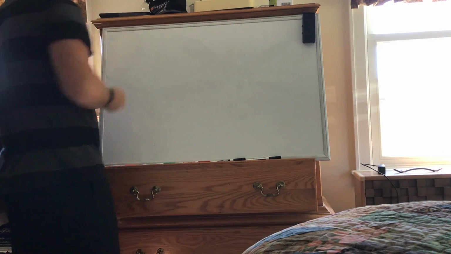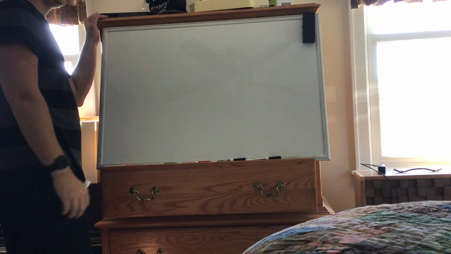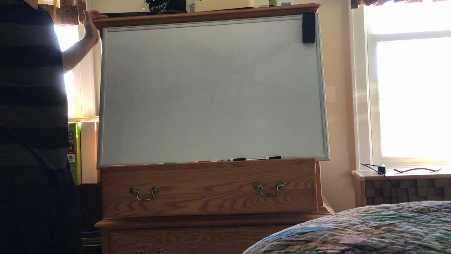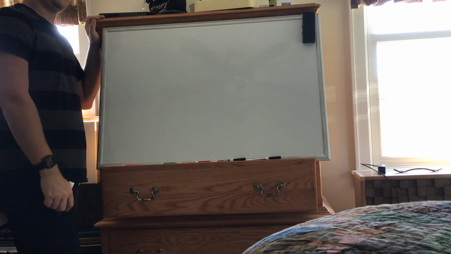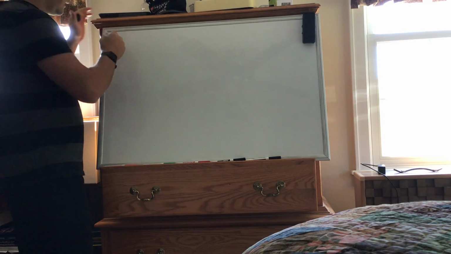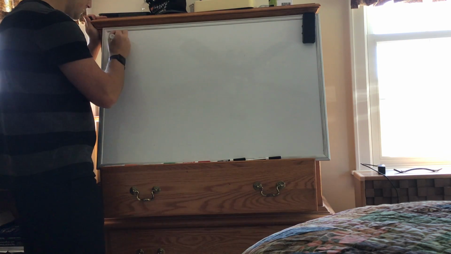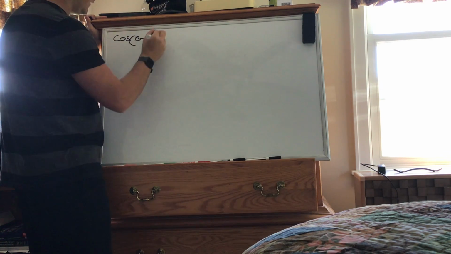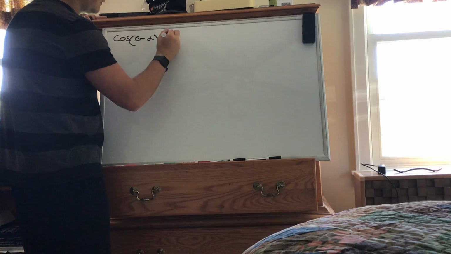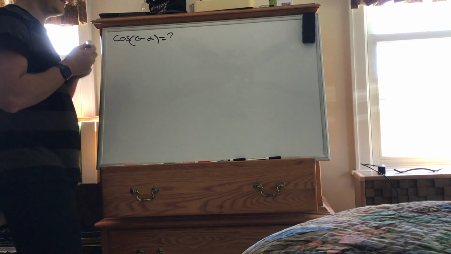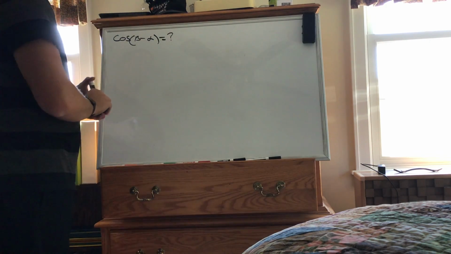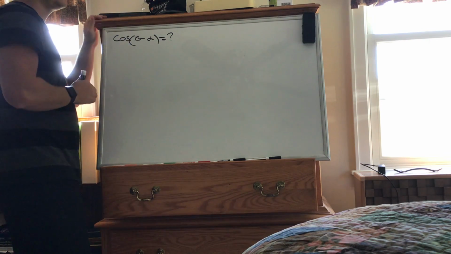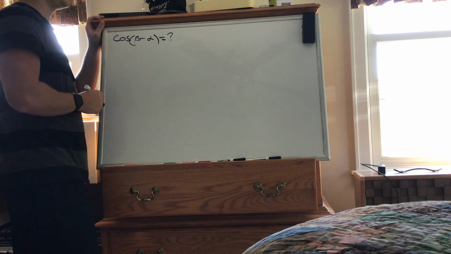Today we're going to do discussion number 2 for Math 260, and in this discussion we're asked to derive a formula based off of cosine of beta minus alpha, and we're supposed to find the formula using two vectors and the dot product.